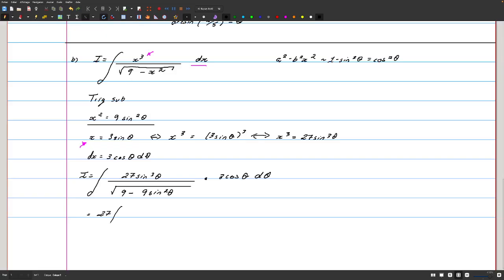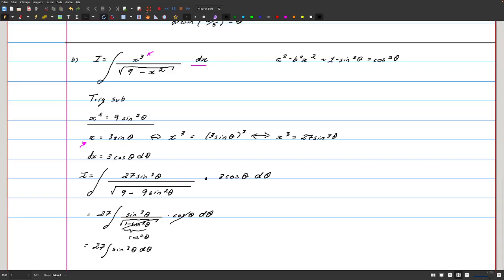which means that we'll have 27 times the integral of sine cubed of theta over the root of 1 minus sine squared theta, times cosine theta d theta. If you see it right away, we know that this will become cosine squared of theta, and then we take the root of cosine squared of theta, which is just cosine. So these two big chunks can simplify right off the bat. Good. So we'll have 27 sine cubed of theta d theta.